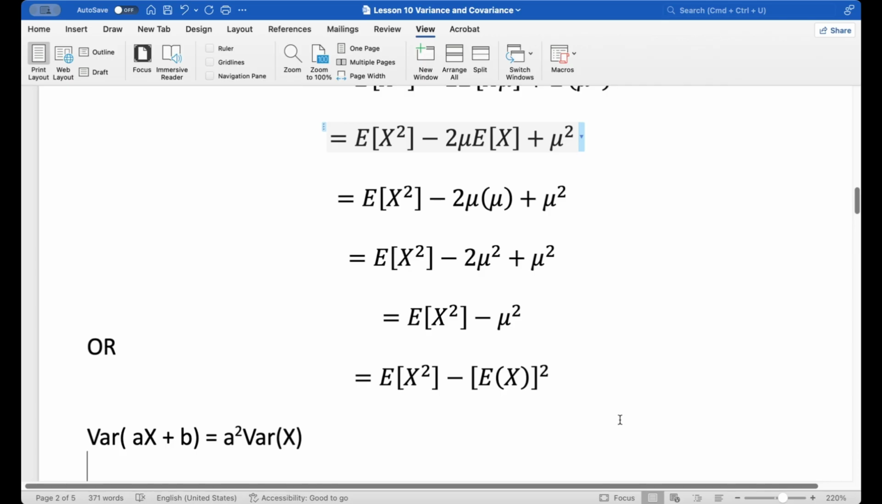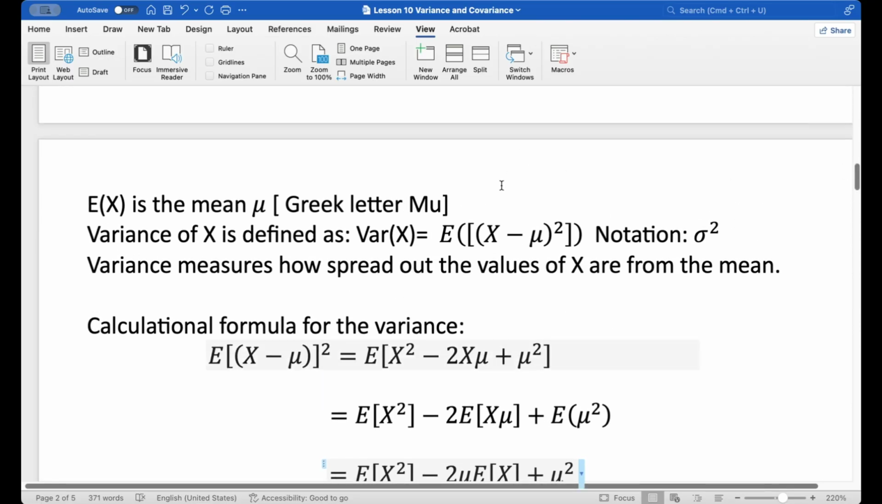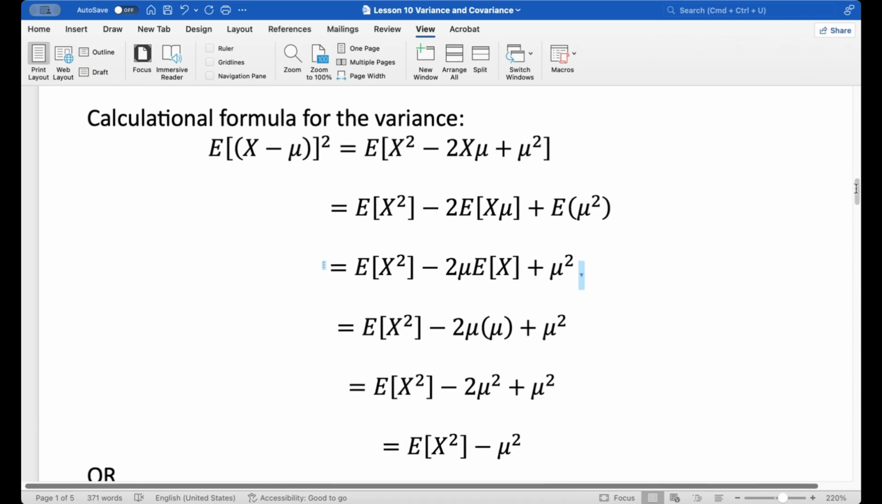Now, taking the variance of the expression ax plus b, note it's a little bit different here than what we saw with expected value. It's a squared times the variance of x. So the addition of a constant does not have an impact on the variance. The variance is measuring how spread out the data is, so shifting the data over has no impact on the variance. But notice here, multiplying by a on x, the variance becomes a squared because these are squared differences. When we get to standard deviation, we'll be taking the square root.